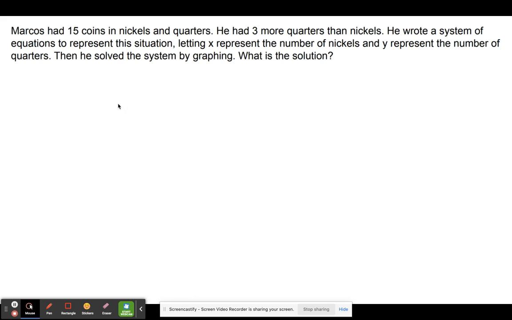Okay, so Marcos had 15 coins in nickels and quarters. So 15 total, so that's definitely a total, nickels and quarters. He had 3 more quarters than nickels, and he wrote a system of equations to represent the situation. Okay, so before I move forward, that's all the information we have to make our equations, those first two sentences. The second sentence says, let X represent the number of nickels and let Y represent the number of quarters. So it's telling us what variables to use this time. We're not just coming up with those on our own.